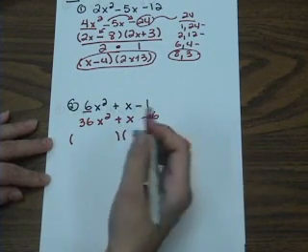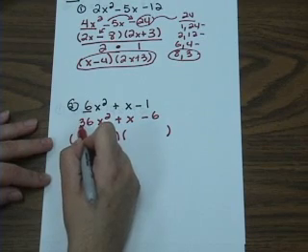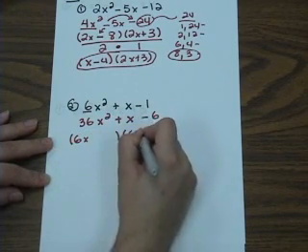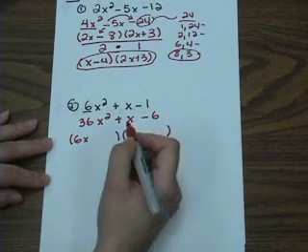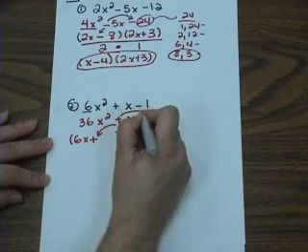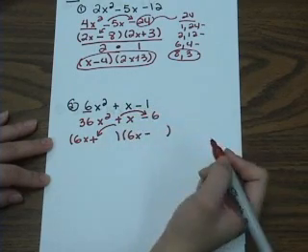Step number 3 is to find the square root. The square root of 36x squared is 6x. Then we should bring down the first sign, which is a plus. A plus times a minus is a minus.